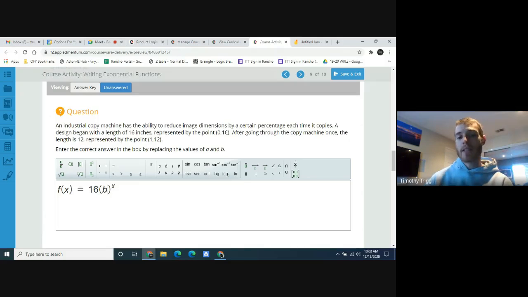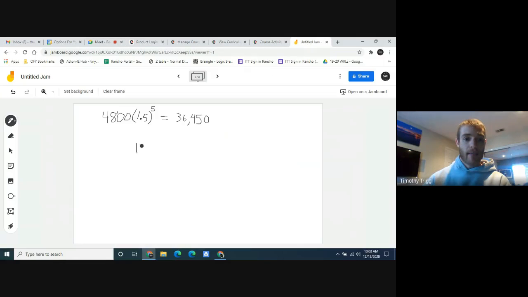Now, notice it went from 16 to 12. So it's actually going down. So that tells us it's going to be like an exponential decay. So we went from 16 to 12. So what are we multiplying by to go from 16 to 12? Well, again, to figure that out, you could always divide 12 divided by 16.